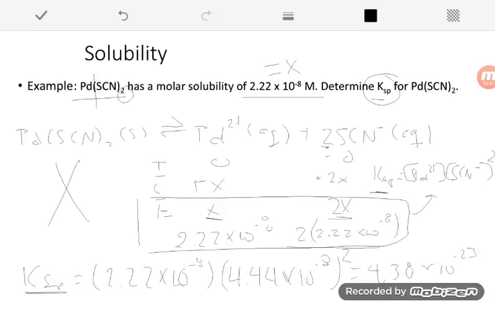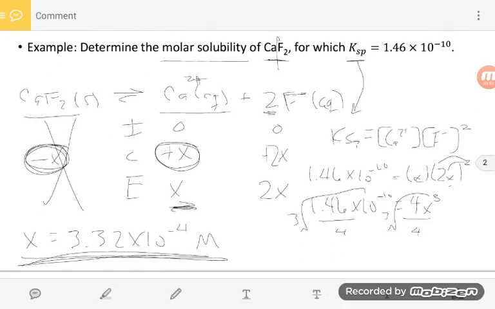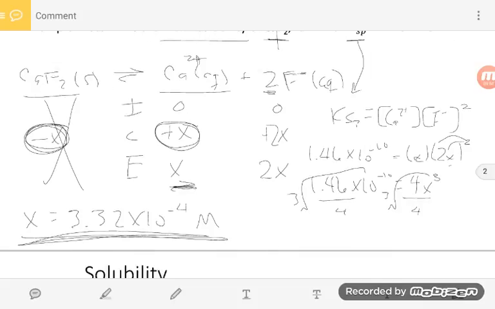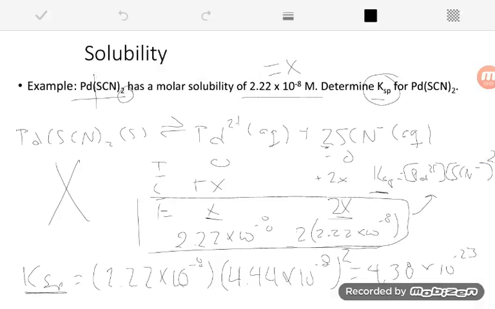We can see I started this problem the exact same way. The only difference is when you're given a Ksp, you're trying to solve for x, so you plug it in, rearrange to solve for x, and that's your molar solubility. If you're given molar solubility, they're telling you your x, so you can plug that in at the end of your ice table and then go ahead, put it into your Ksp expression, and you should be able to solve for that guy really easily.